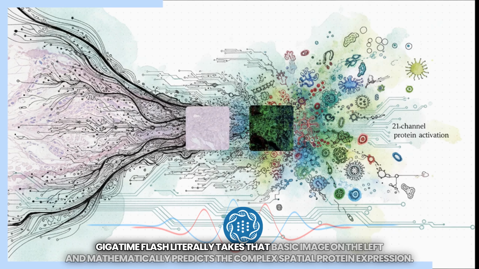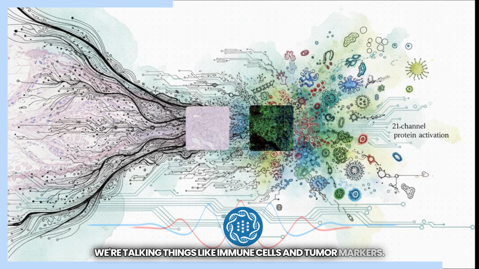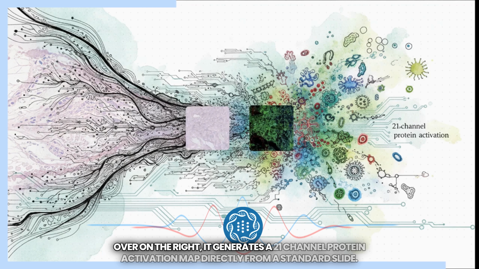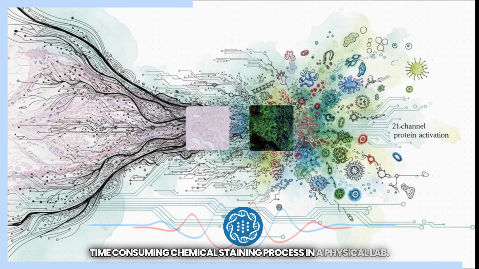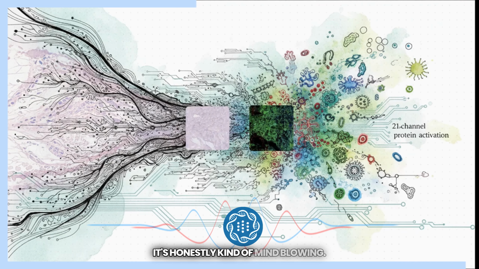GigaTIME-Flash literally takes that basic image on the left and mathematically predicts the complex spatial protein expression. We're talking things like immune cells and tumor markers over on the right. It generates a 21-channel protein activation map directly from a standard slide. So it's virtually creating complex spatial proteomics and doing it without needing the expensive, time-consuming chemical staining process in a physical lab. It's honestly kind of mind-blowing.